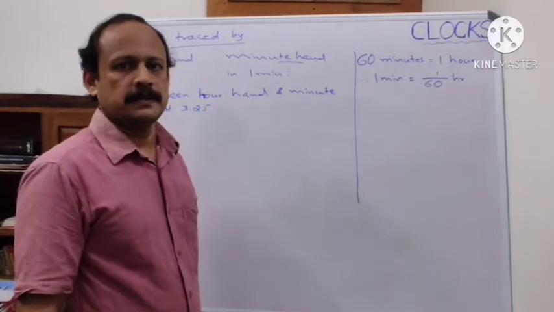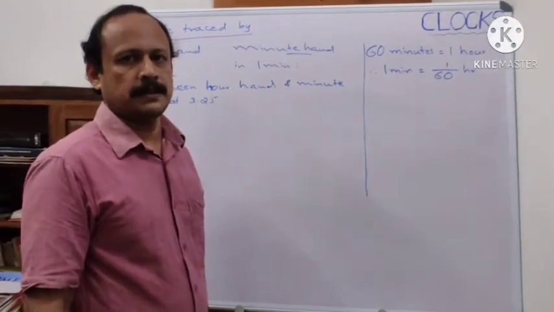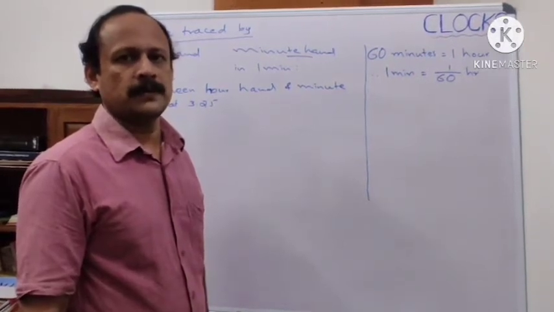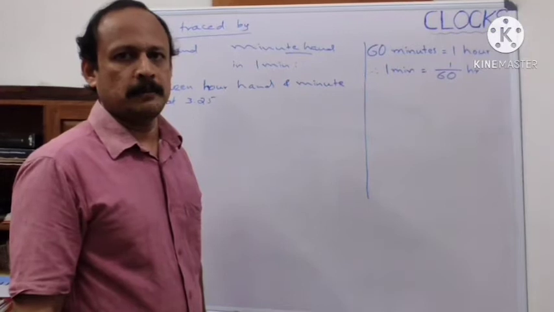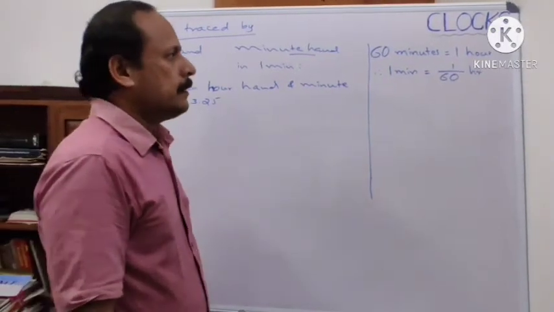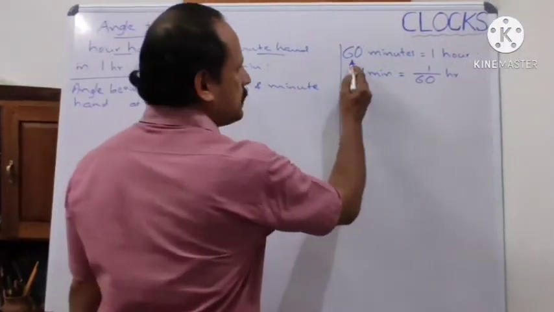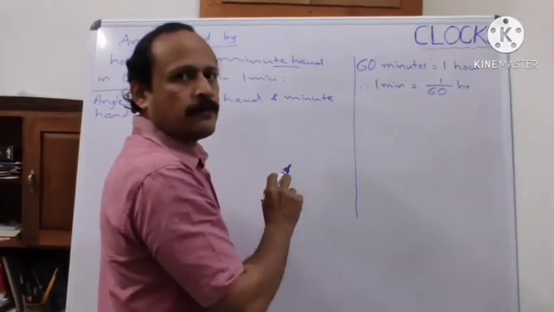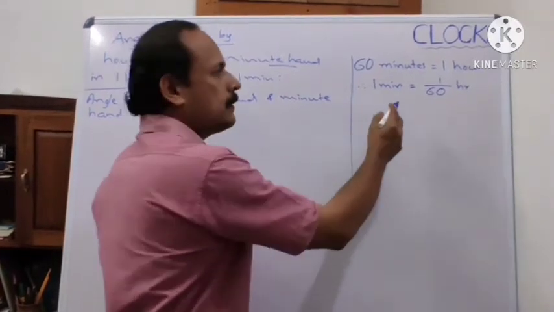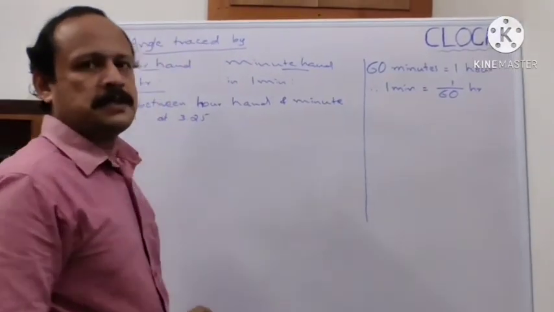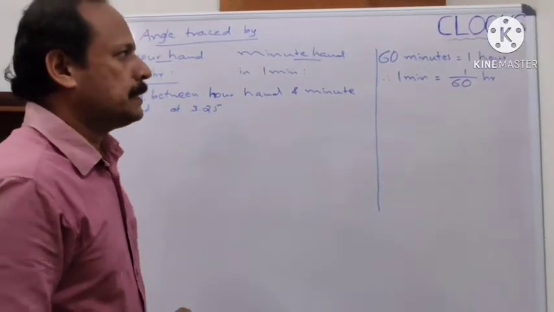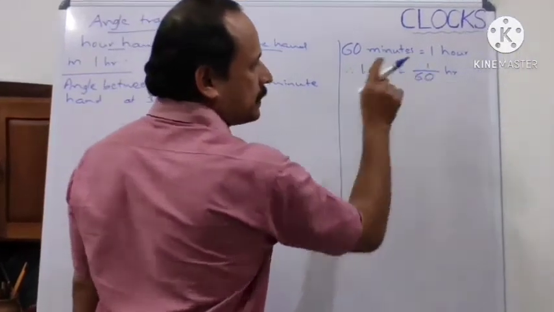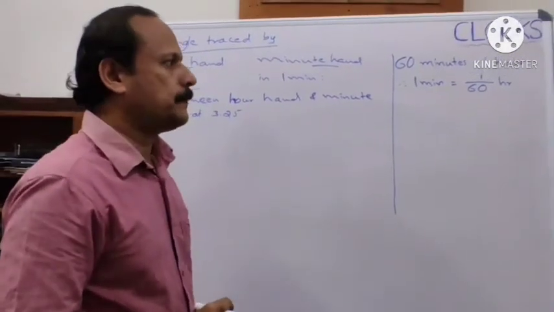Next, we discuss rotation and angles related to rotation of the hour and minute hand. First, you know that 60 minutes equal to 1 hour. Therefore, 1 minute equal to 1 by 60 hour. This we need in some questions where minute is to be converted to hour.